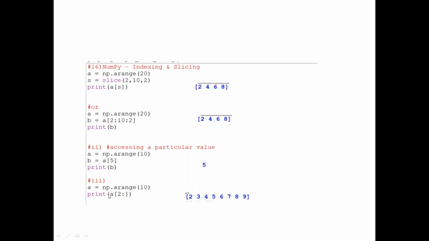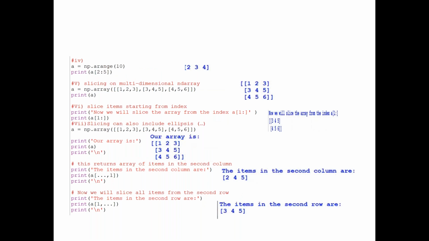With np.arange, I want all the numbers to be displayed from the second position onwards. So A square bracket 2 colon, and I'm leaving the end blank. That means the starting position is 2, and the ending position is till the last. So all the numbers have been displayed. Now I want from 2 to 5. When you say 2 to 5, up to 4 it will be displayed. So 2 to 4.